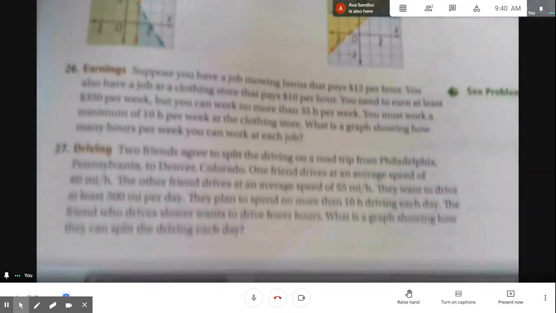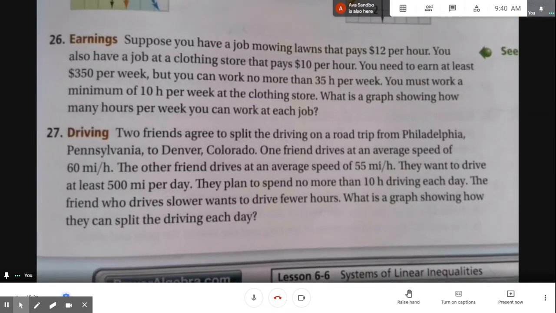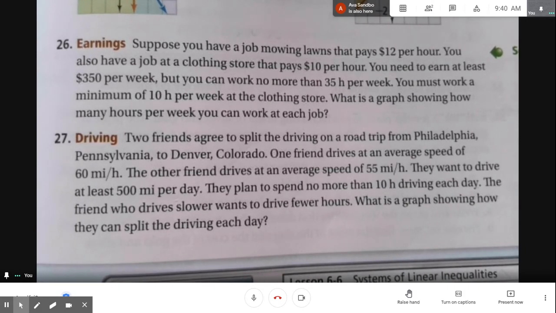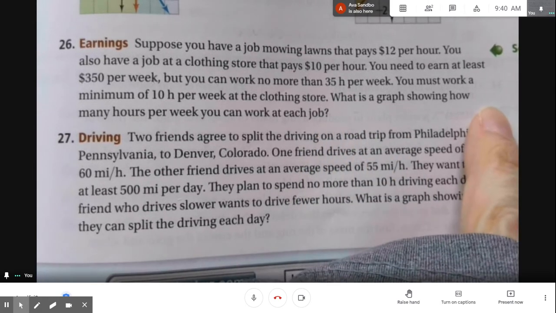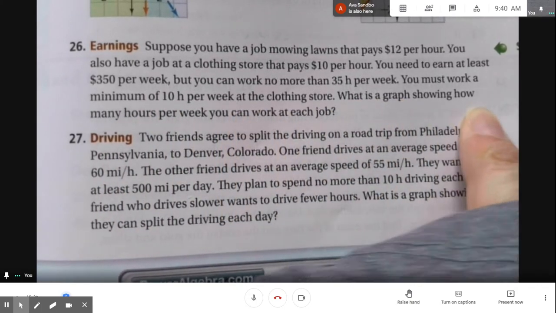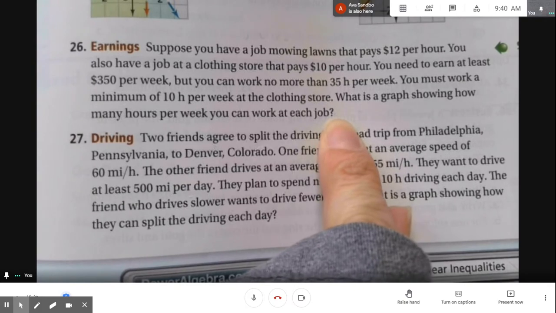The word problems. Oh, they're not too bad. You guys always get nervous about them. It says, suppose you have a job mowing lawns that pays $12 per hour. You also have a job at a clothing store that pays $10 an hour. You need to earn at least $350 per week. You can work no more than 35 hours per week, and you must work a minimum of 10 hours per week. What is a graph showing how many hours per week you can work at each job?